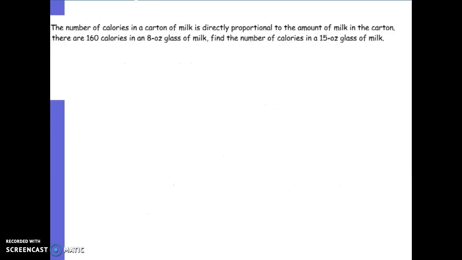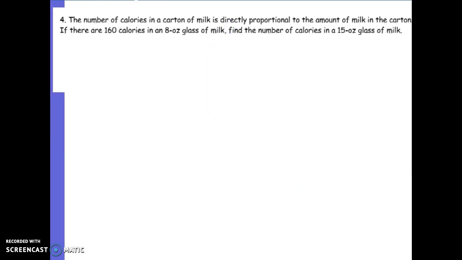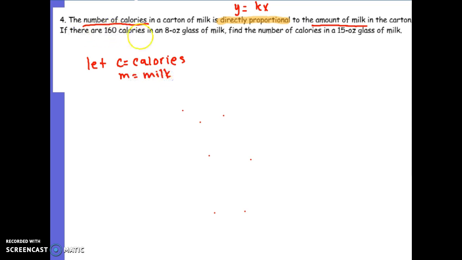All right, moving on to number 4. The number of calories in a carton of milk is directly proportional to the amount of milk. So let C be equal to the calories, and since it's directly proportional, y is equal to k times x. Let M be the amount of milk. If there's 160 calories in an 8-ounce glass of milk, let's write this.